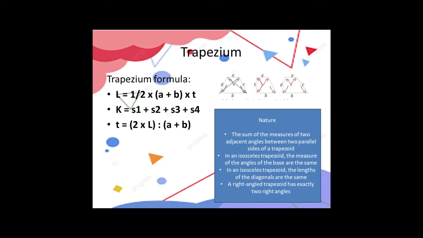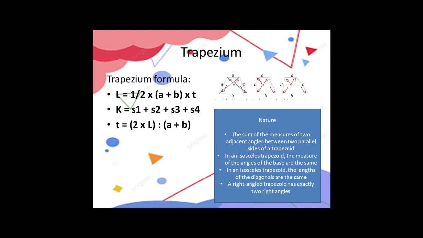Trapezium. Trapezium formula. Area equals 1/2 multiplied by (A plus B) multiplied by T. Circumference equals side 1 plus side 2 plus side 3 plus side 4. T equals (2 multiplied by area) divided by (A plus B).